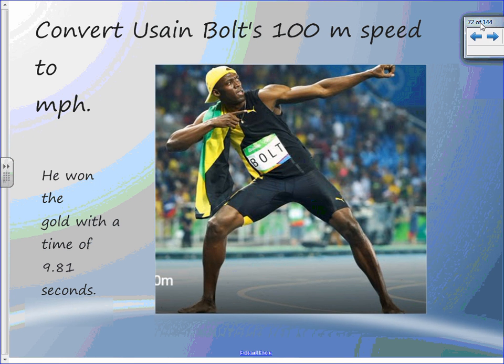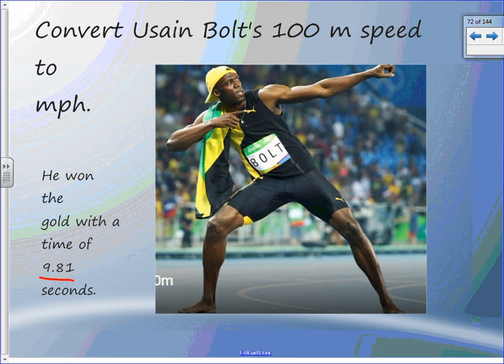So we have a very famous Olympic athlete. This is Usain Bolt, and he was the fastest man in the world up until very recently. And he won the Olympics at the 100 meter in 9.81 seconds. And I was very curious as to, if you were driving a car, how fast would you have to drive that car to keep up with him? All right, so he was 9.81 seconds, 100 meters.